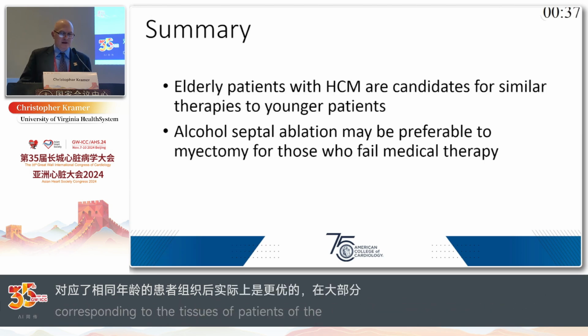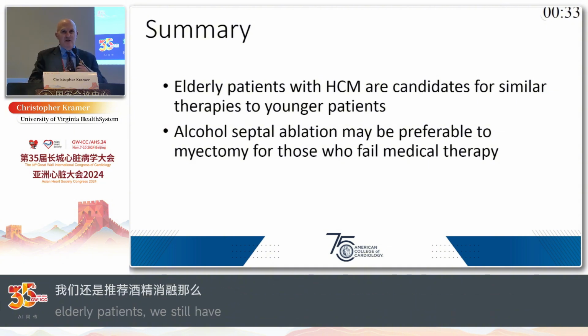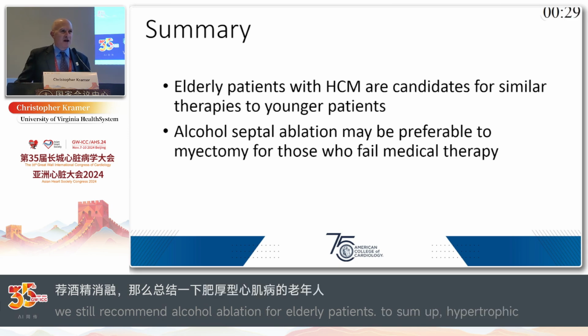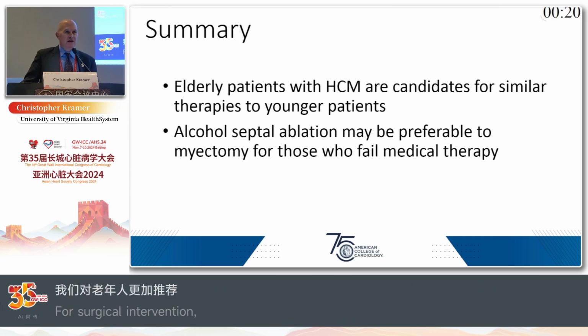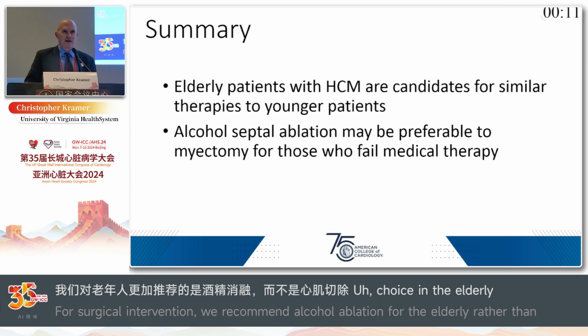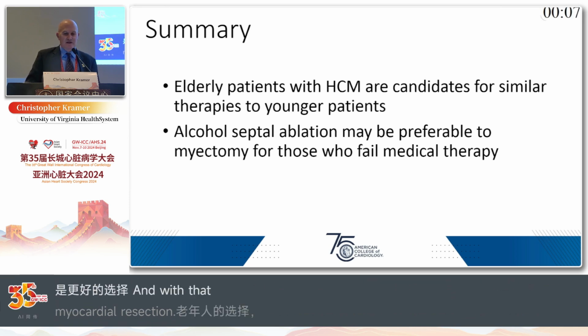So in summary, elderly patients with HCM are candidates for similar therapies to younger patients in terms of medical therapies. The novel cardiac myosin inhibitors are fair game in elderly patients. In terms of those who failed medical therapy, in my opinion, alcohol septal ablation is a better choice in the elderly patient who fails medical therapy and needs more aggressive therapies. And with that, I'll end, and thank you for your attention.